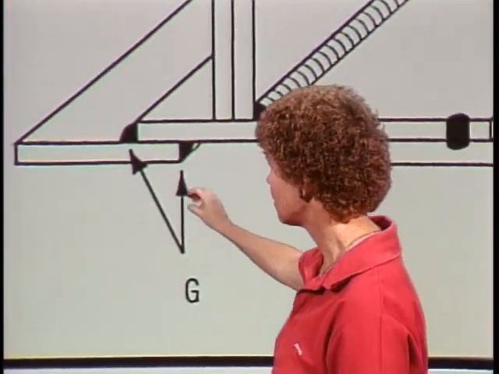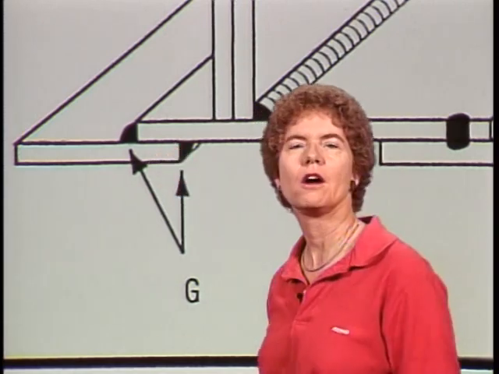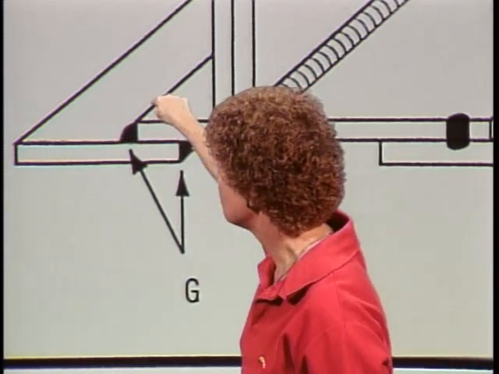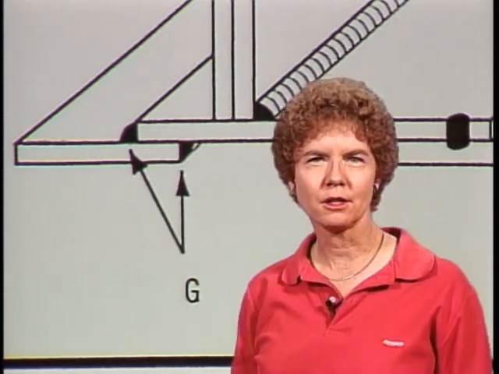Or they might say to you, which one of these spots shows a lap weld? Take a look at area G. With a lap weld, you've simply got the two pieces of material overlapping each other, and then you weld the joint. So G is a lap weld.